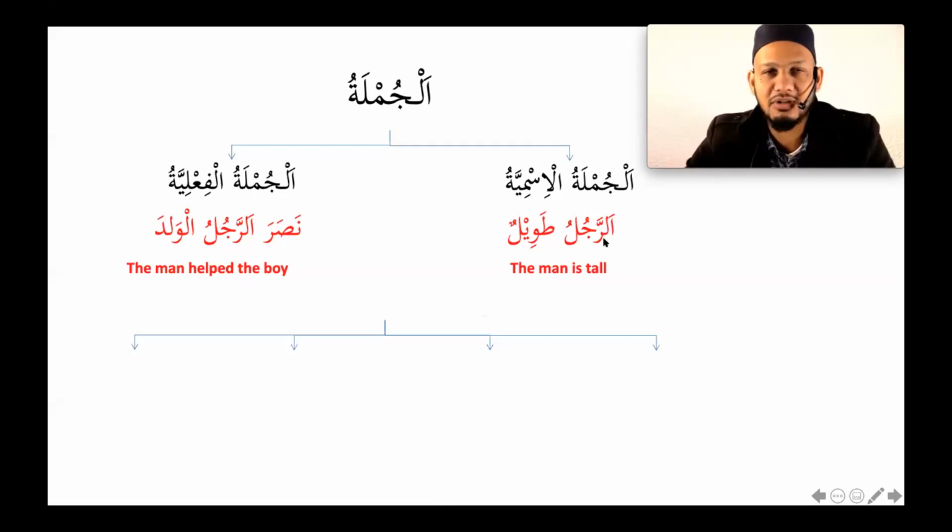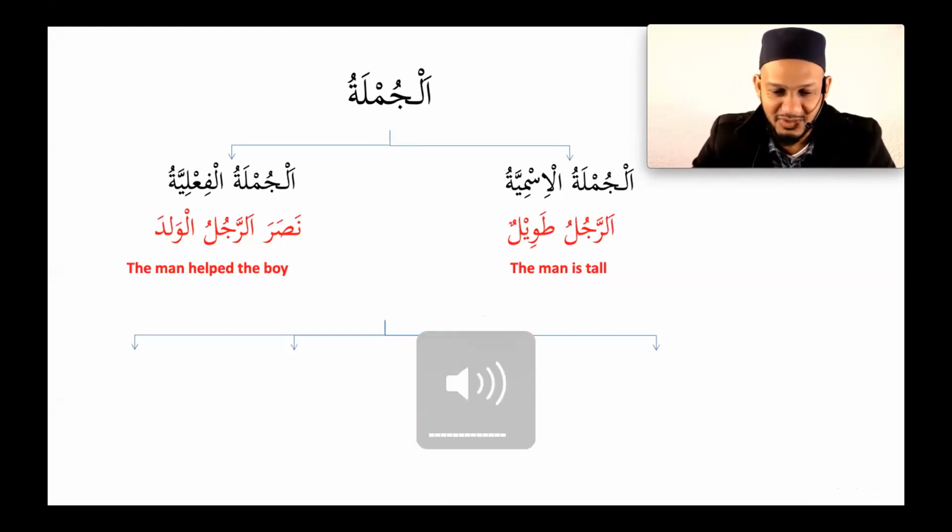So if someone had to ask you, what is a jumlatul fi'liya, I want you to answer each one by saying what are the different elements of it, or the different components, and how do we recognize it? Like, how do we know it's there? What would be the different elements, and how do you recognize it? Who wants to go?